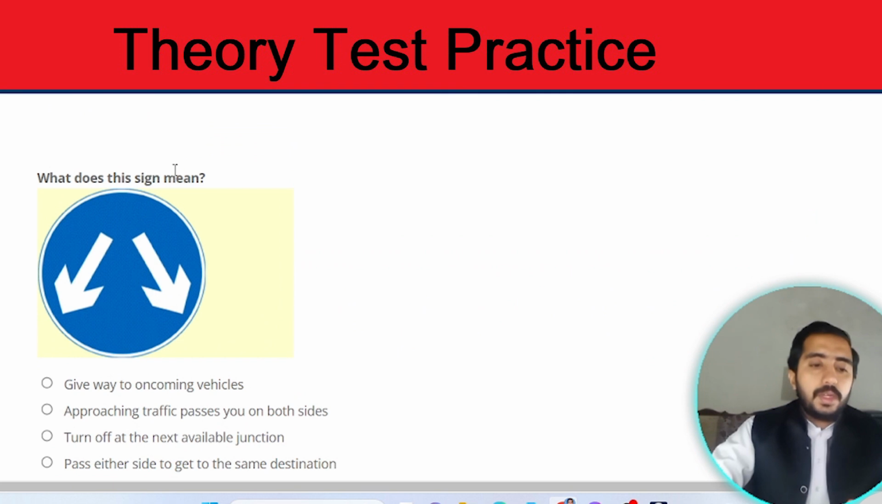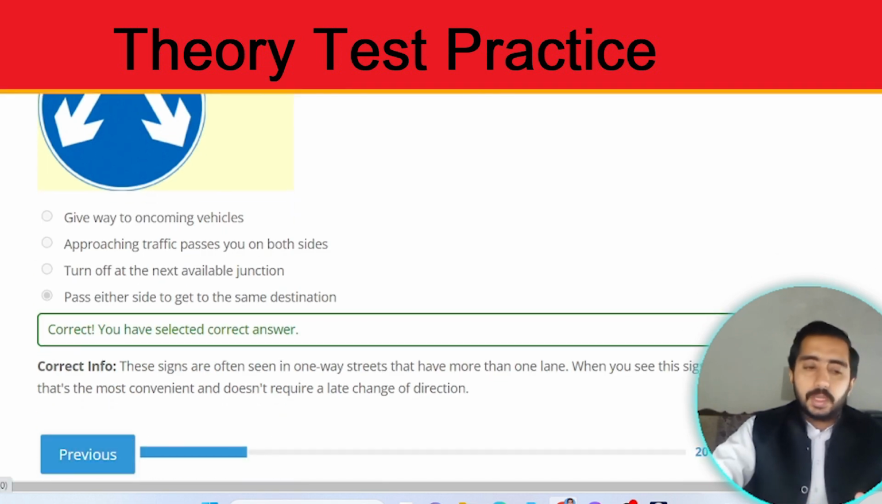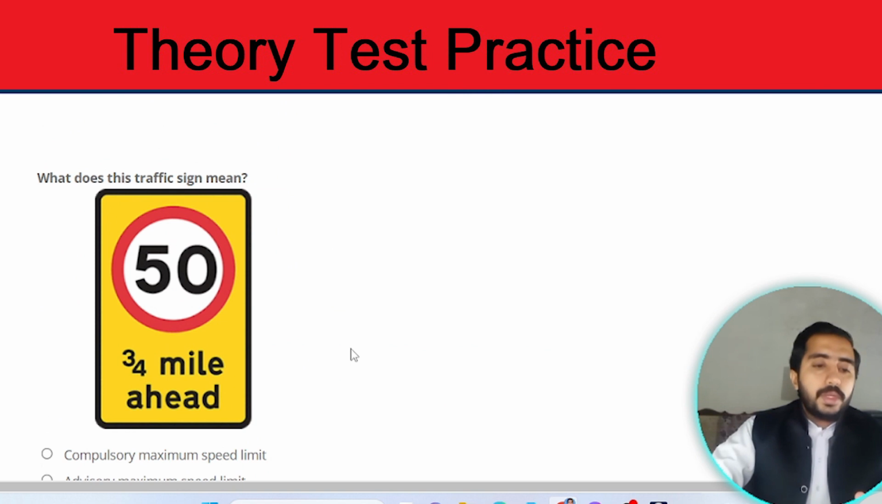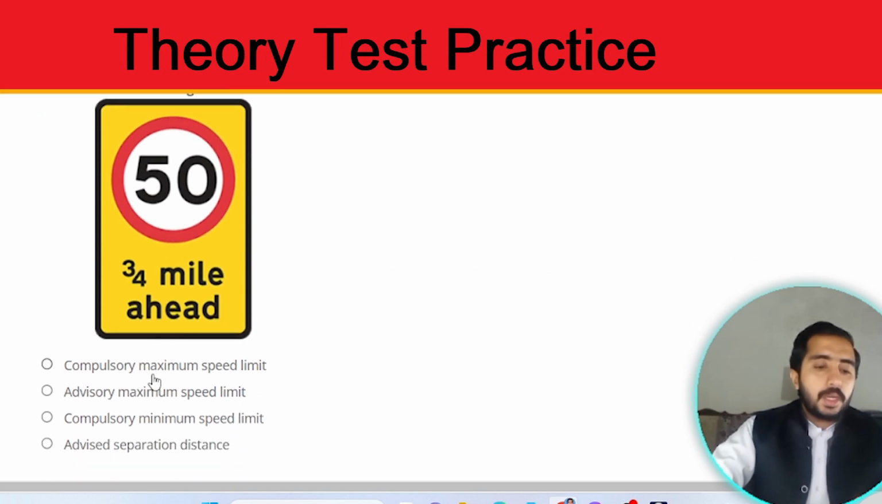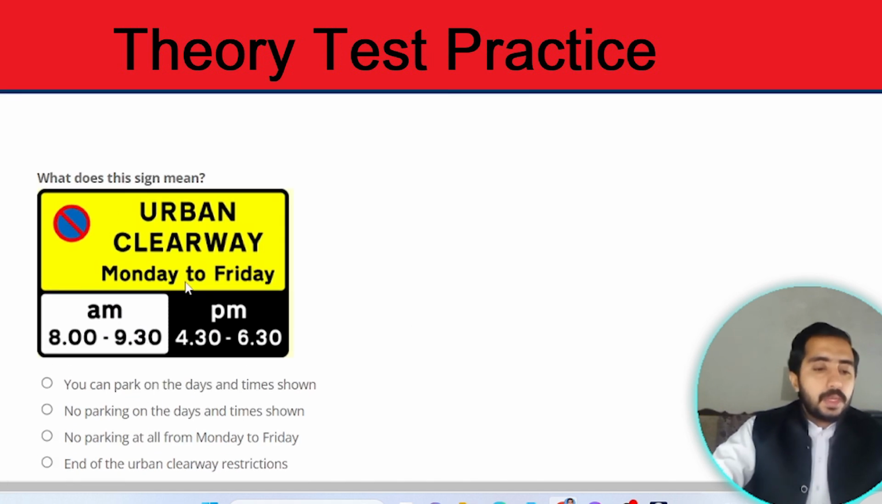Next, what does this sign mean? We know that this sign is represented by pass either side to go to the same destination. Next, what does this traffic sign mean? Okay, this traffic sign is represented by compulsory maximum speed limit. And our next symbol is represented by no parking on the days and times shown. So during these times you don't park your vehicle.